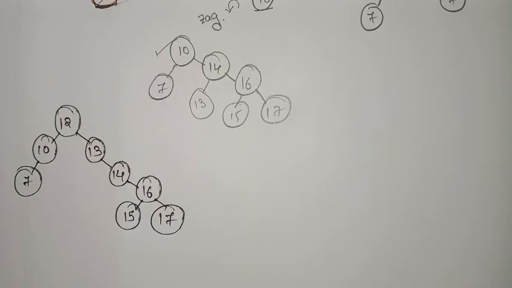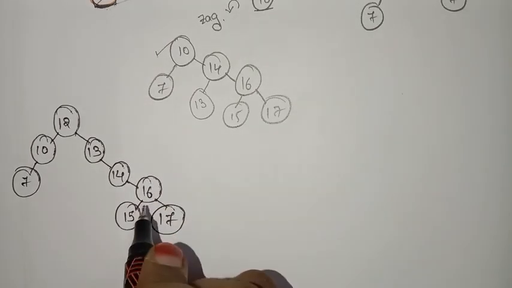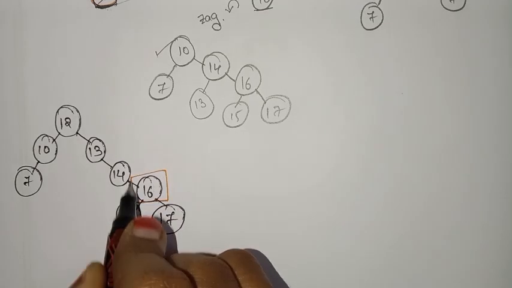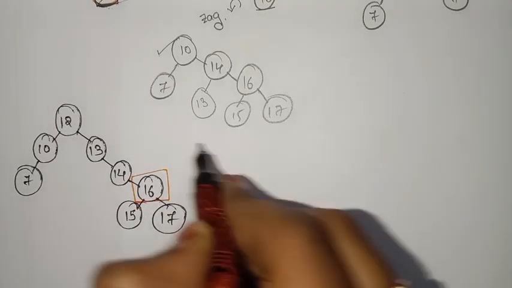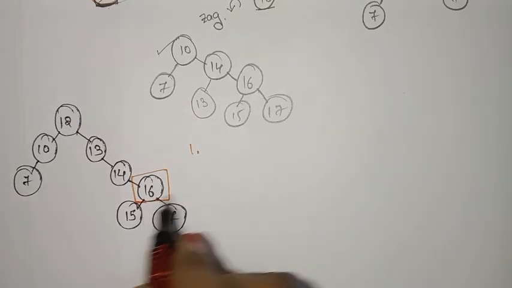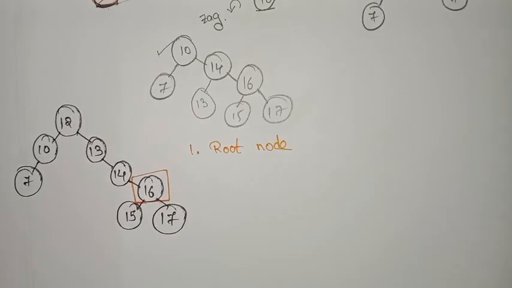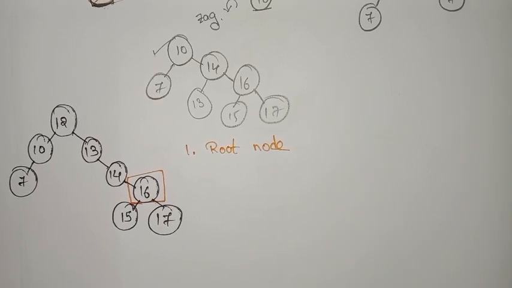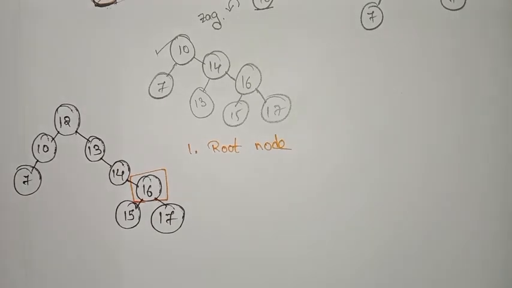Here I am taking this tree for the top down approach. Here I want to delete 16. 16 is an internal node. So now what do I need to do? It is an internal node, so the first step is we need to make this internal node the root node. To delete any internal node, we need to make that internal node the root node. After making it the root node, then we need to delete.